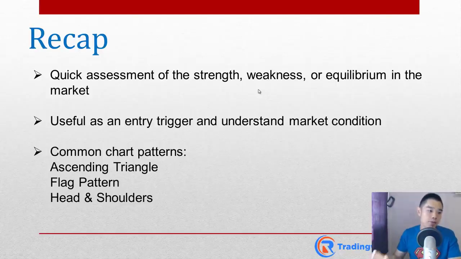So with that said, recap to what chart patterns do. Number one, it's a quick assessment of the strength, weakness, or equilibrium in the market. Useful as an entry trigger and to understand market conditions. For example, we shared earlier, head and shoulders is telling you that the buyers are getting weak. The ascending triangle pattern is telling you that the buyers are getting stronger because they are willing to buy at these higher prices. So it's useful to help you understand what the current market condition is.